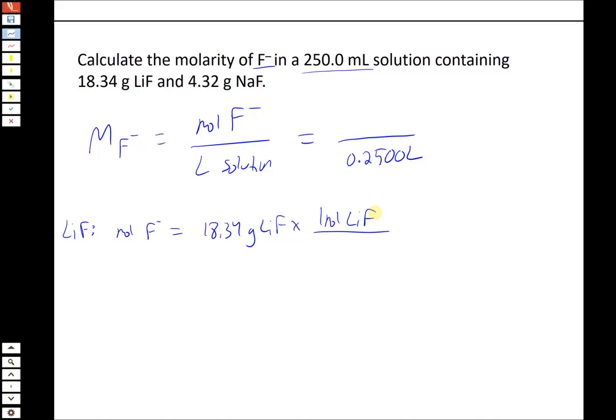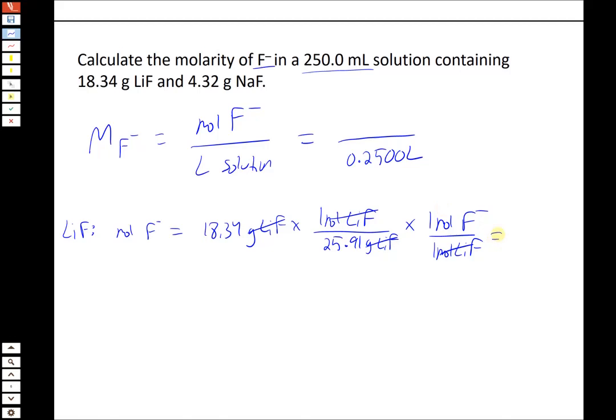So the molar mass of that should be about 25.91. So that's moles of lithium fluoride. Now, technically speaking, there's one more conversion here because we're looking for just the moles of fluoride that are in there. In this case, it's a 1-to-1 ionic compound. So when lithium fluoride dissolves, we get 1 mole of lithium, 1 mole of fluoride. So it's just going to be 1 mole of F minus per mole of LiF. So that's a trivial conversion, but technically one that we need to do.